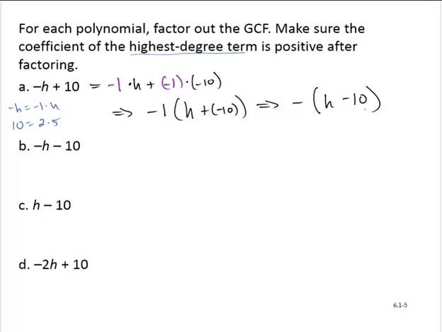Now, if we think about the distributive property, and what we learned in previous sections, if we wanted to go backwards to check our work, we would have a negative h and a negative negative 10, a negative h plus 10. So that checks out. All right.